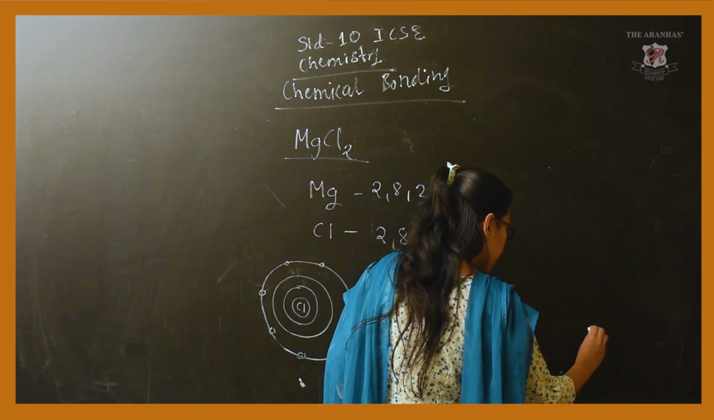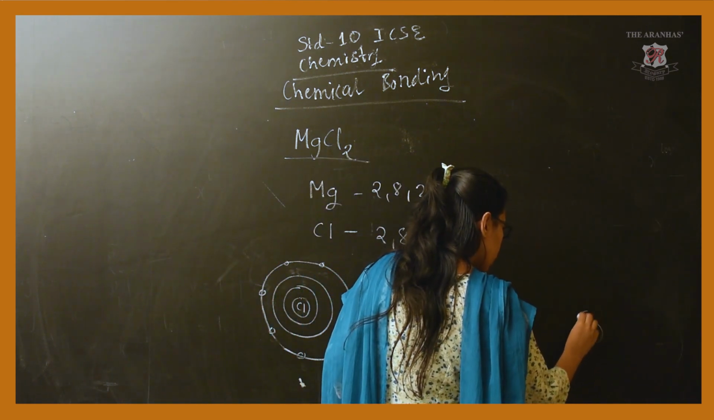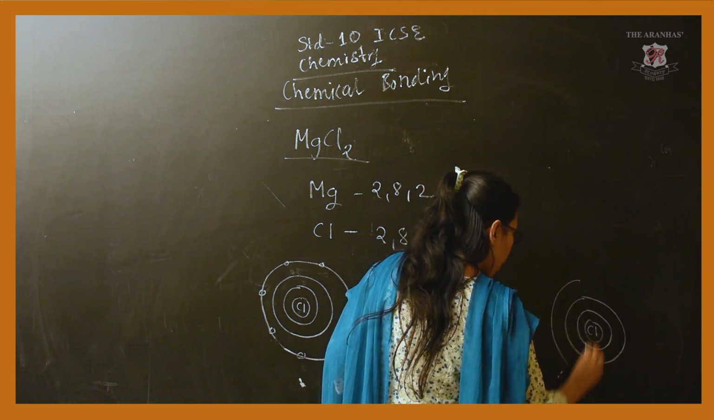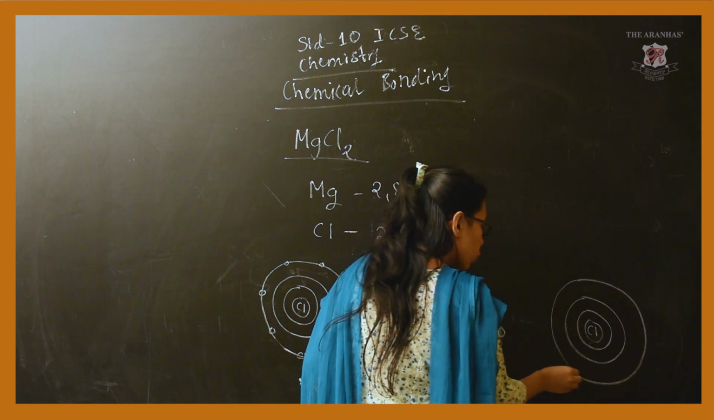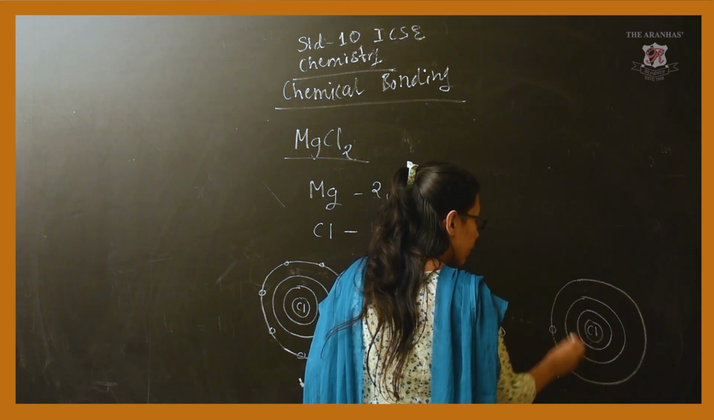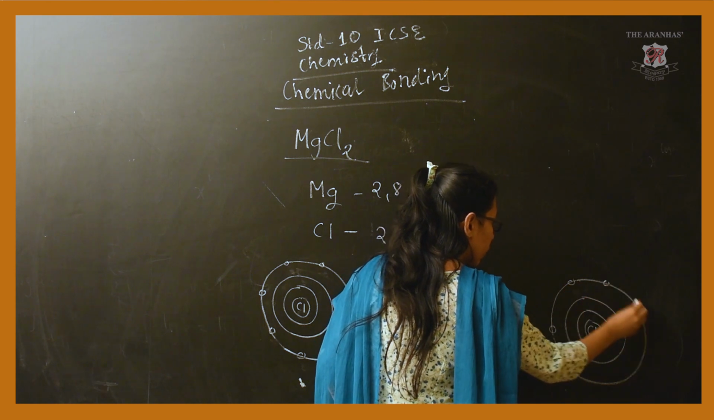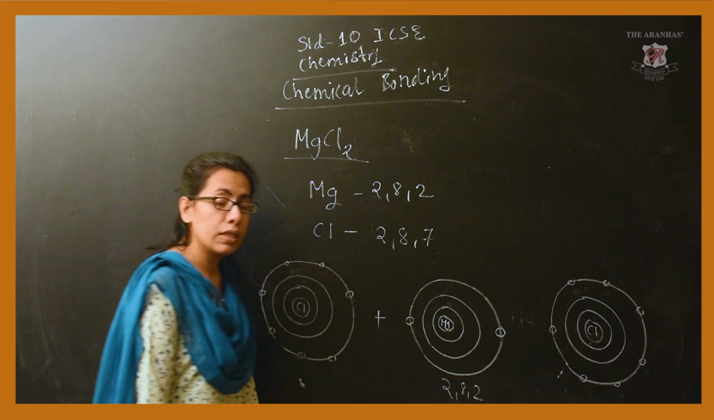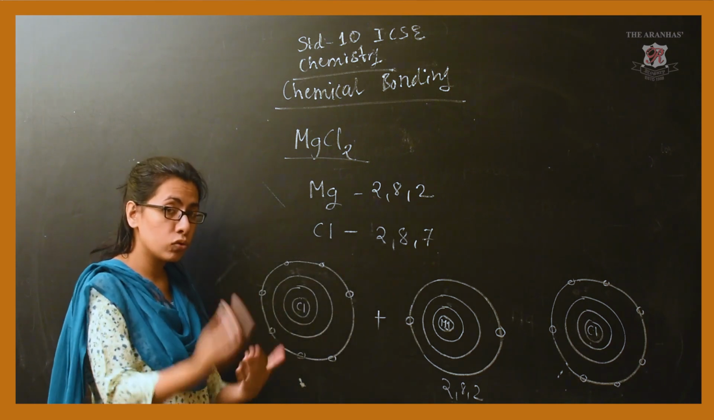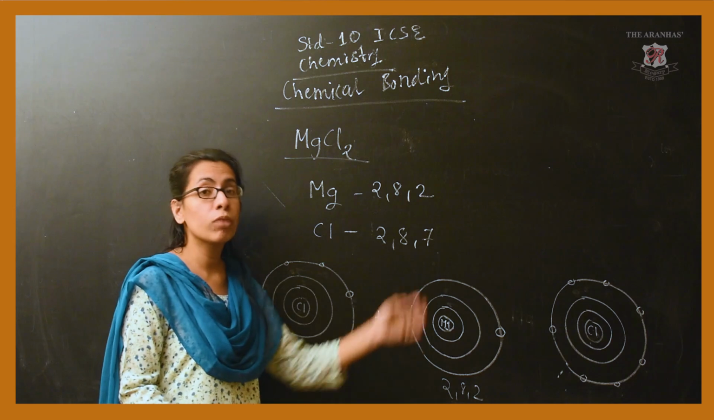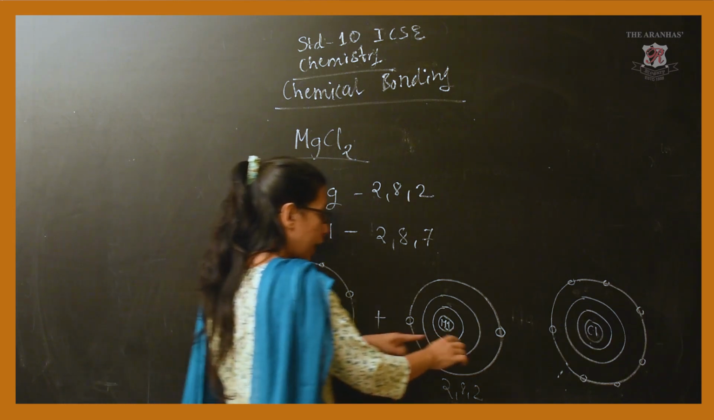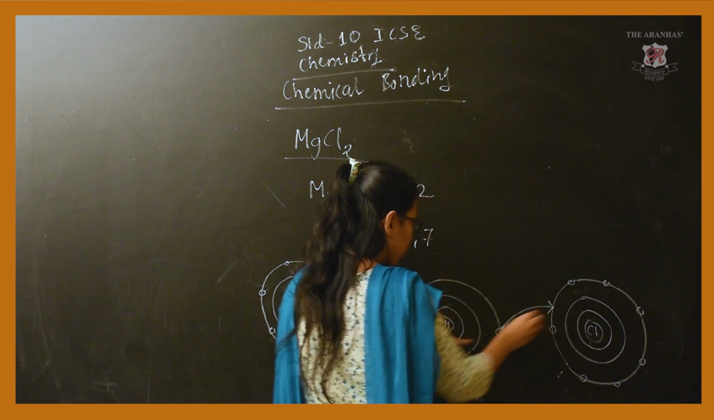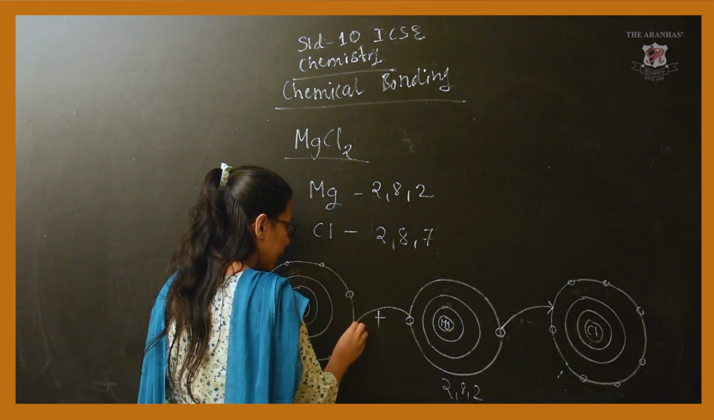Now that side, what is happening? There is one more chlorine atom present, in which this is the first shell, this is the second shell, and this one is the last shell, in which again we have to show the total 7 electrons. So 1, 2, 3, 4, 5, 6, and 7. Fine. So how will this electron transfer take place, from whom to whom? It will take place from magnesium to chlorine. So this is one Mg. This one electron will go towards this one chlorine, and the second electron will go towards the second chlorine.